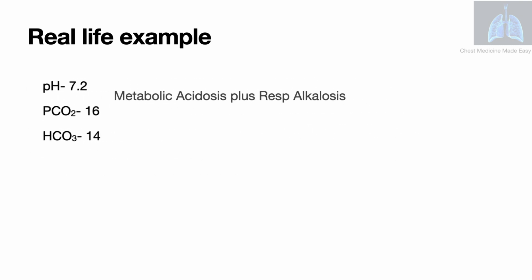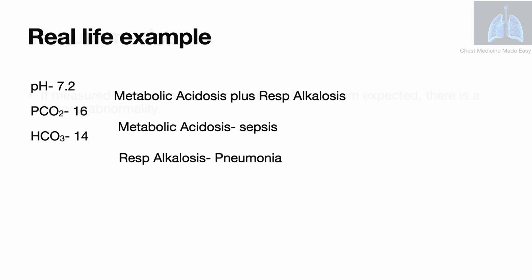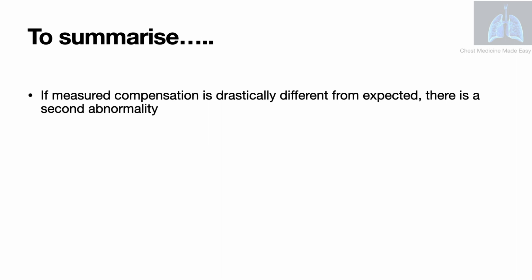So this patient has a metabolic acidosis plus a respiratory alkalosis. He has a metabolic acidosis because of his sepsis, and he has a respiratory alkalosis because of his pneumonia. So to summarize the concept, if the measured compensation is drastically different from the expected compensation, there is likely a second abnormality.